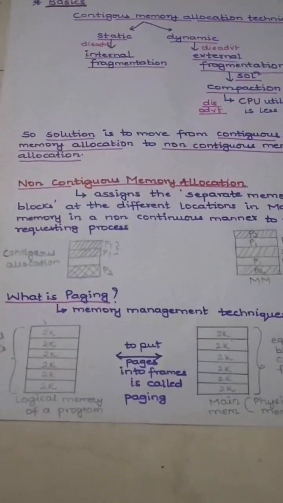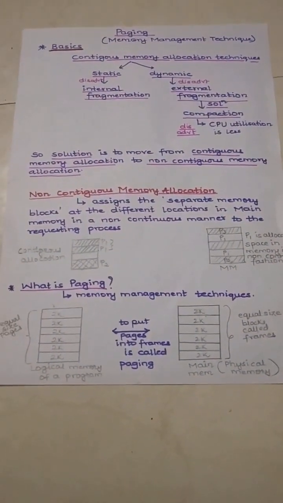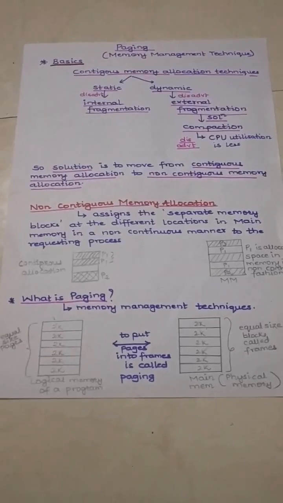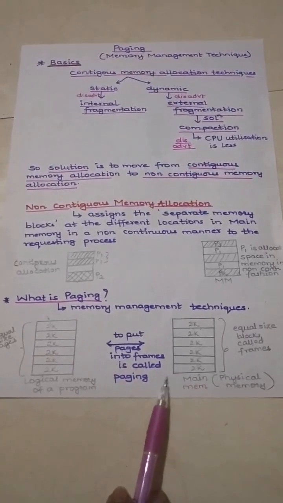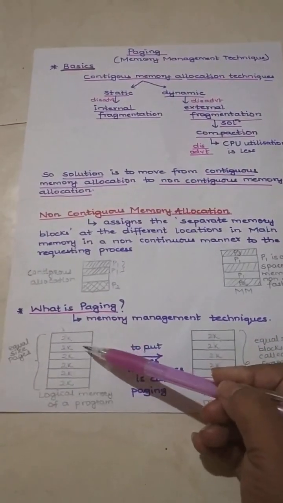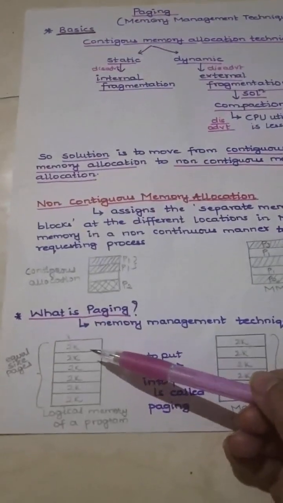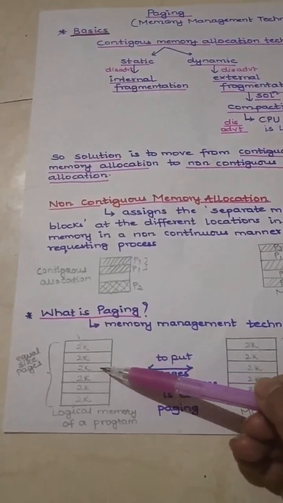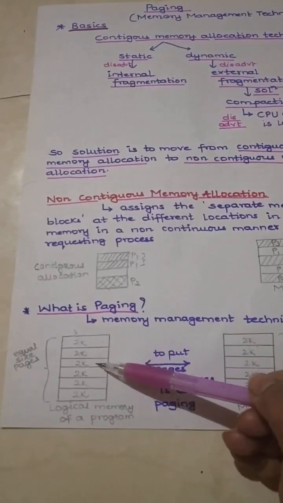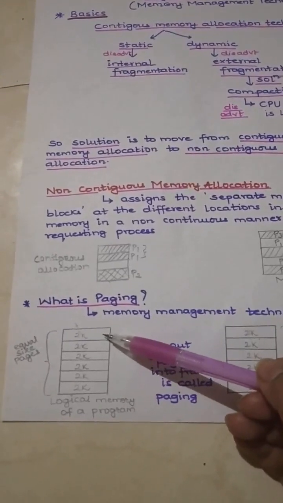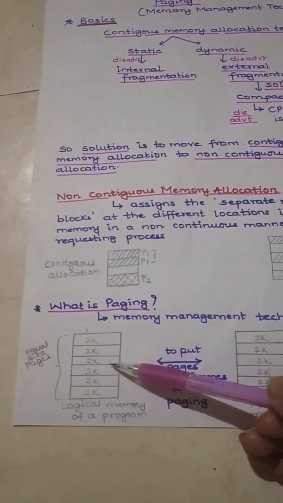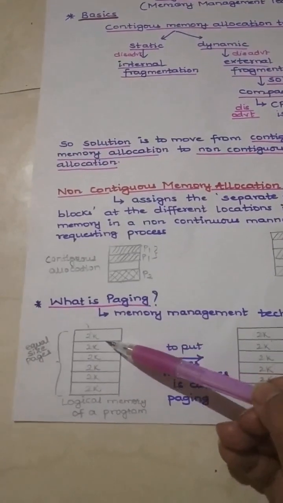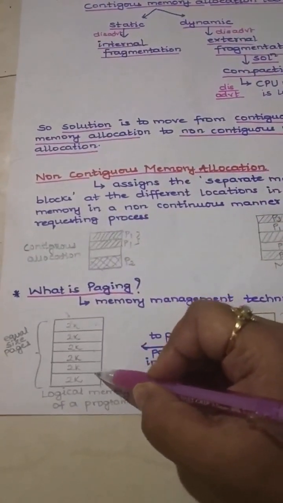Now, as I've already told you many times, whenever a program wants to execute, it becomes a process, and any process that is executing will always be in main memory. So let's say this is a program which is residing in a secondary storage device, or we can call it logical memory, and this is divided into equal size blocks. If you can see, all the blocks are of 2 KB. When the logical memory or the program, stored on a secondary storage device, is divided into equal size blocks, those blocks are called pages.